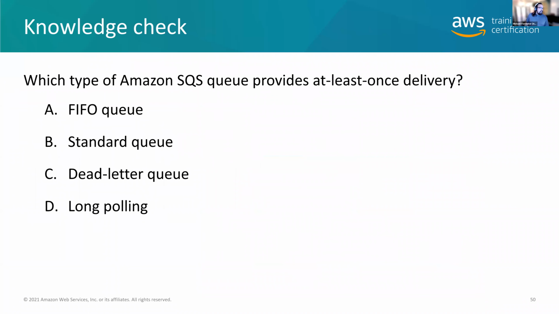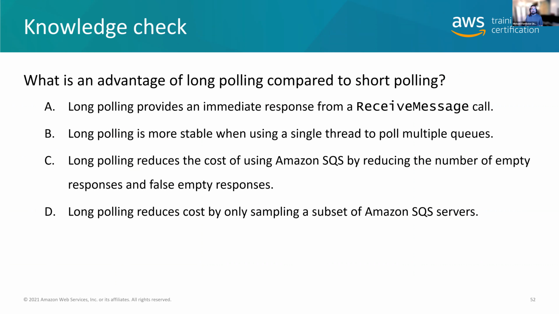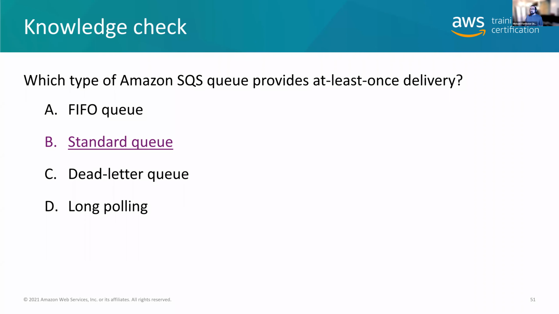Okay. Just a knowledge check. Which type of Amazon SQS queue provides at least once delivery, right? Not only once processing, but at least once delivery. Good. Okay, so B, standard queue, right? If it was only once processing, that would be FIFO queue, right?